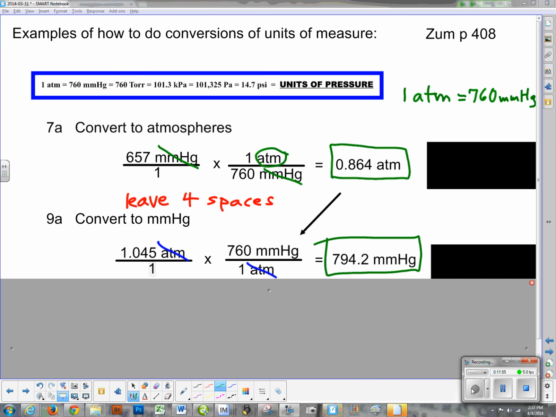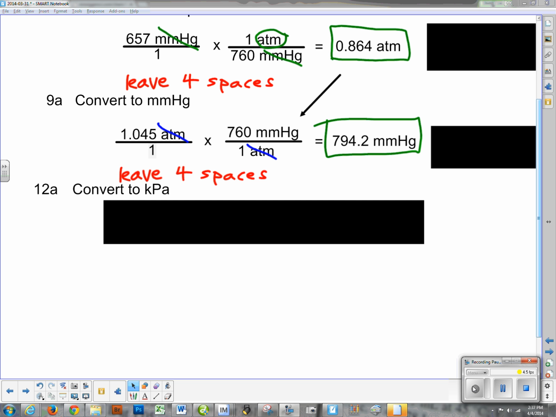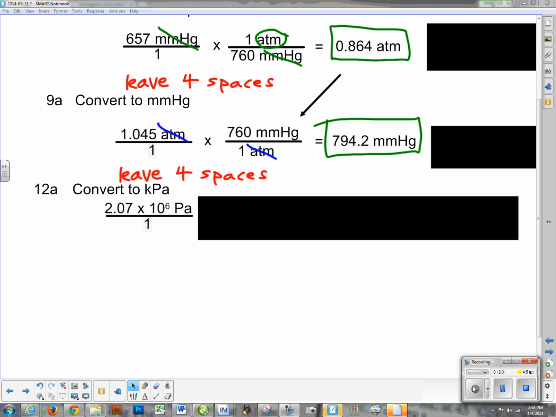Let's move on. Raphael, what's going to be my first fraction? Well, just look at the problem. It's right there in front of you in the book. We're doing a 12A. Oh, yeah. 1506. Is this what you're saying? I couldn't hear you. Okay, so 2.07 times 10 to the 6th pascals. That was the given. Very good. That got us off to a good start.